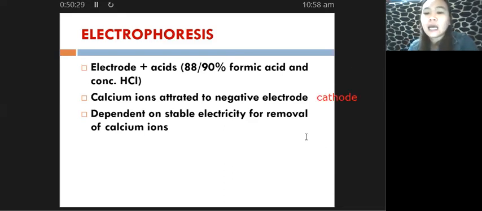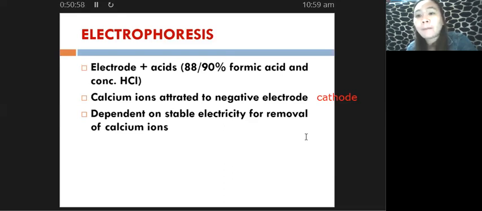The problem with your electrophoresis is that it is dependent on stable electricity for the removal of your calcium ions. That means you have to be able to provide stable electricity for the entire duration of the decalcification process. Otherwise, this will affect the decalcification process.